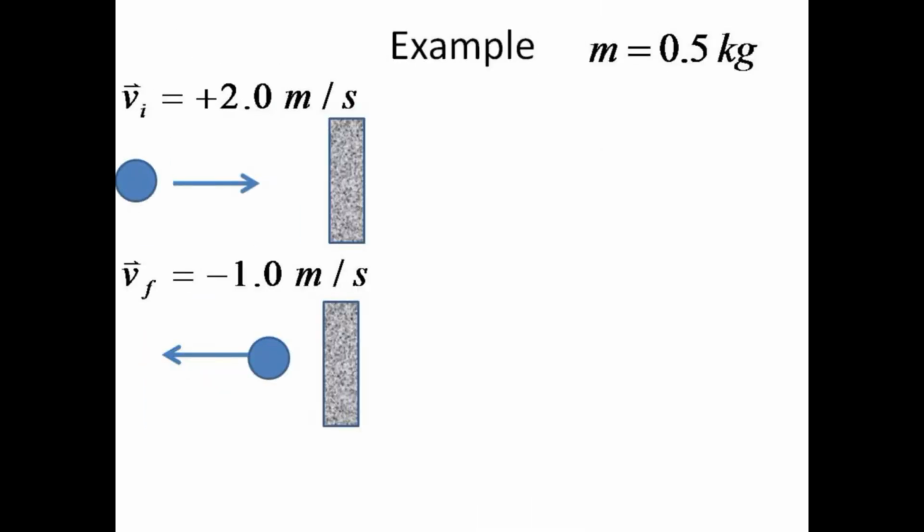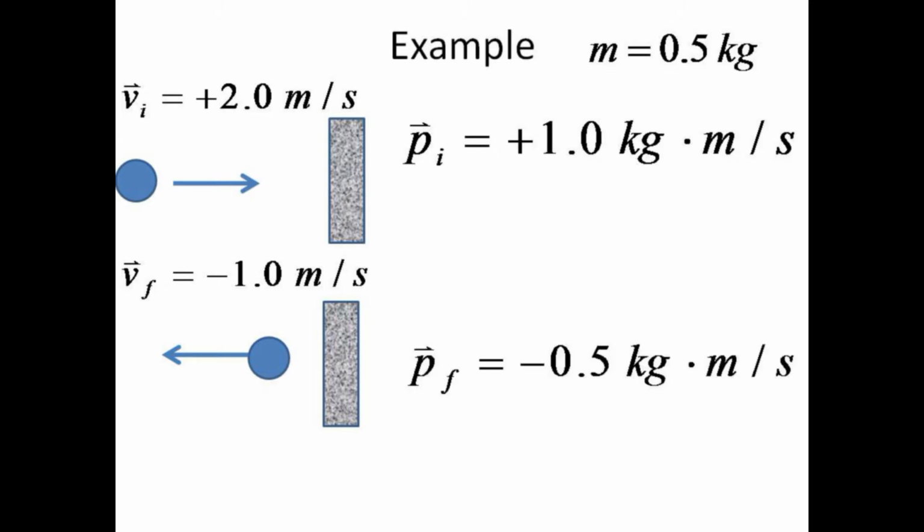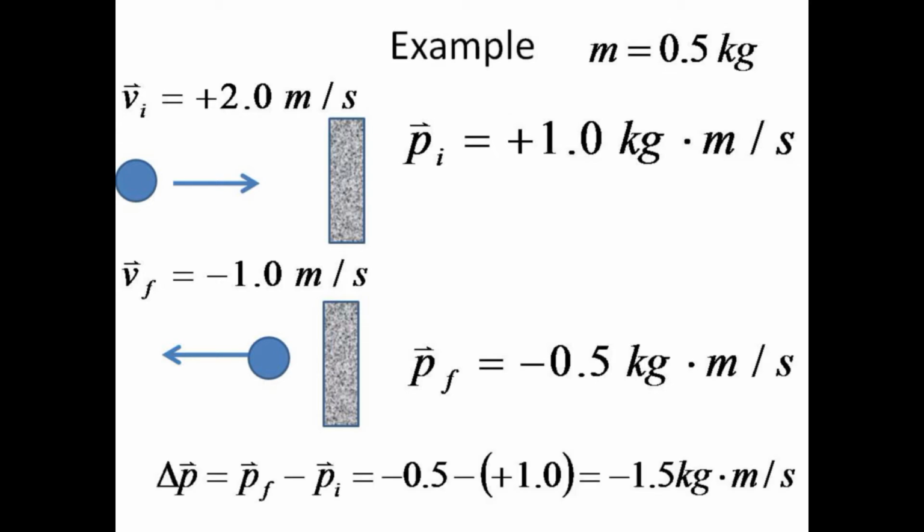Here's a quick numerical example. Suppose that a 1/2 kilogram object collides with 2 meters per second of initial velocity to the right and rebounds with only -1 meters per second to the left. The initial momentum is just +1 kilogram meter per second. The final momentum is just -0.5 kilogram meters per second. And the change in momentum is -1.5 kilogram meters per second.